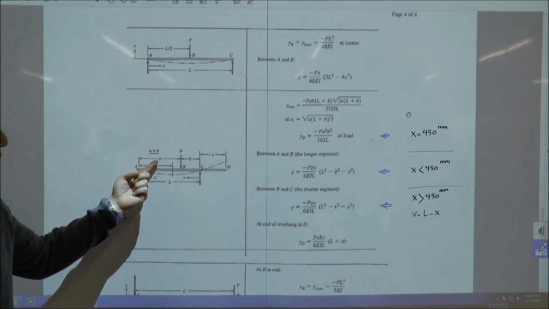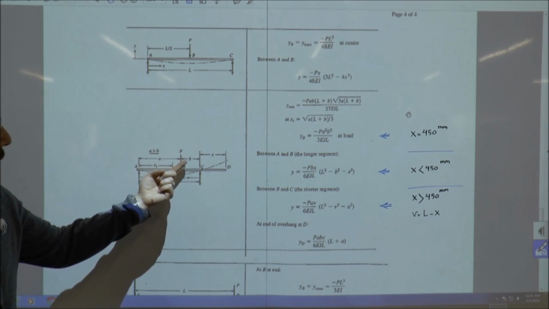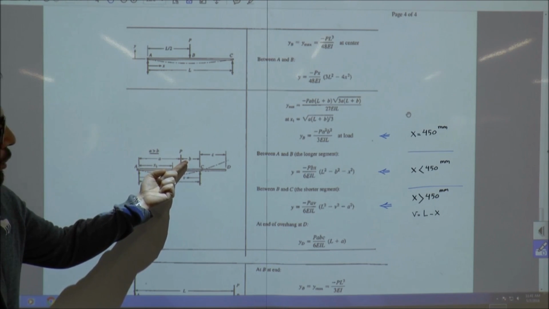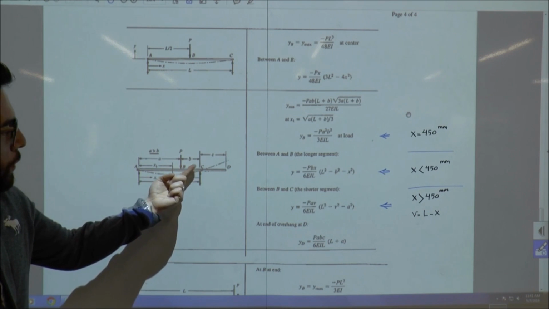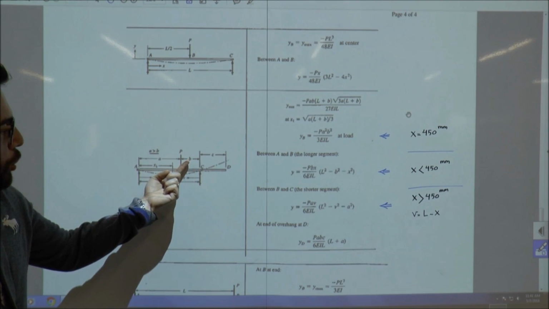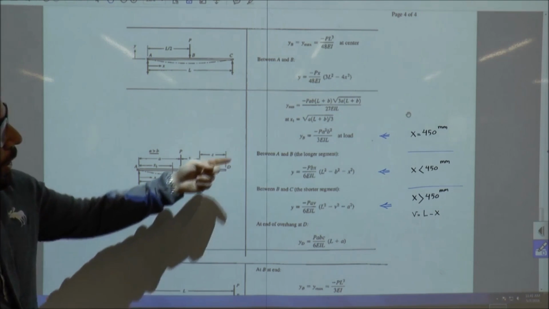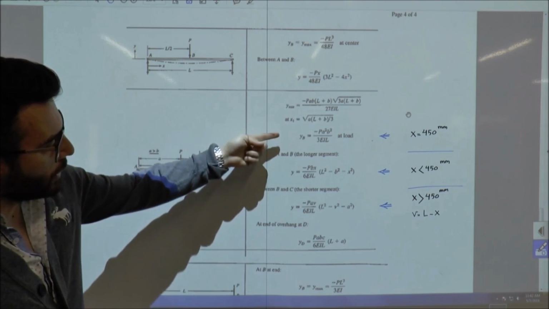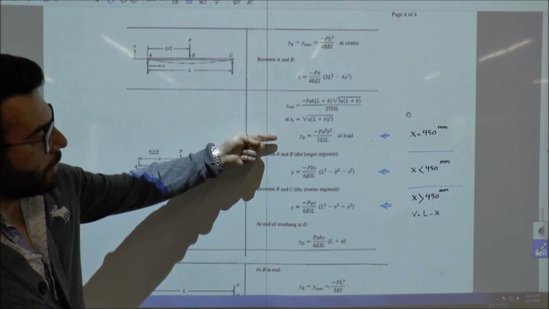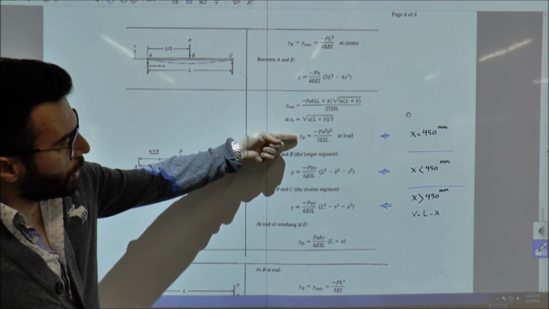Lowercase a is equal to 450 millimeter, the distance between the left support and the load, and lowercase b refers to the distance between the load and the right support. In this case it's equal to 150 millimeter. We will use these three equations to calculate the theoretical deflection. Y refers to theoretical deflection.